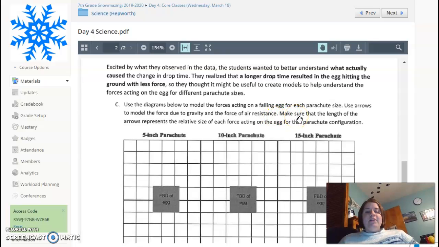So the next thing that you're going to do, okay, after thinking through those two things, those two forces, is you're actually going to create some arrows showing the direction, okay, of the force, and then you're creating those arrows in proportion to the size of the force acting on the egg and parachute. So don't overthink this one. Think about what direction gravity is going to be and think about what force is acting, the other force that they've identified, in opposition to gravity.